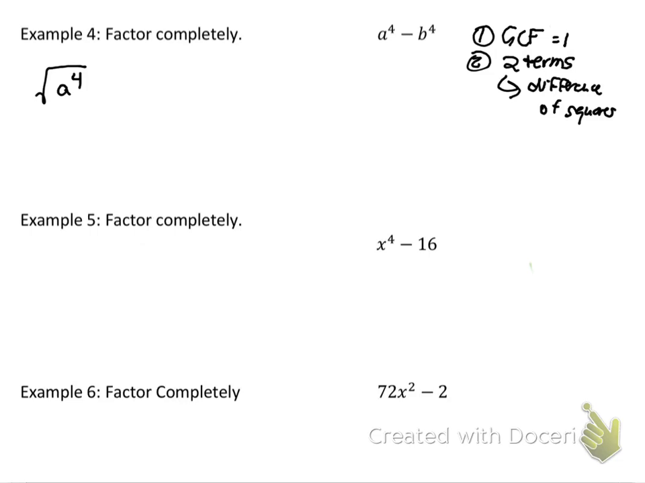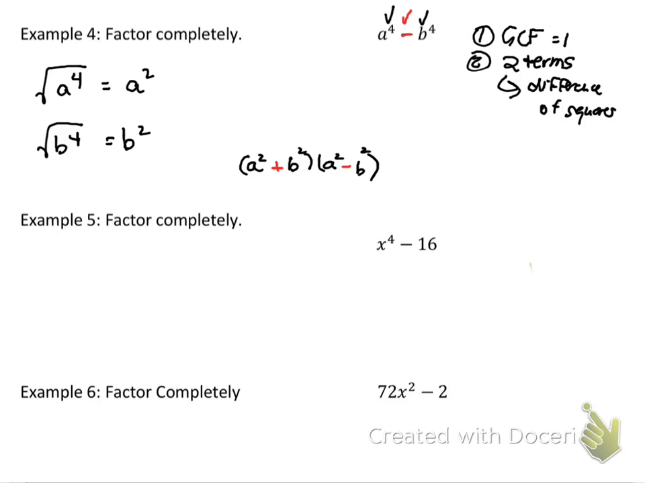So if we look at the square root of a to the 4th, that's a squared. And if we look at the square root of b to the 4th, that's b squared. So these are both perfect squares. Are they being subtracted? They are. Therefore, we can use the definition of a difference of squares to factor this polynomial. So our first term is going to be a squared. Our last term is going to be b squared. And one of these should be addition and the other must be subtraction.